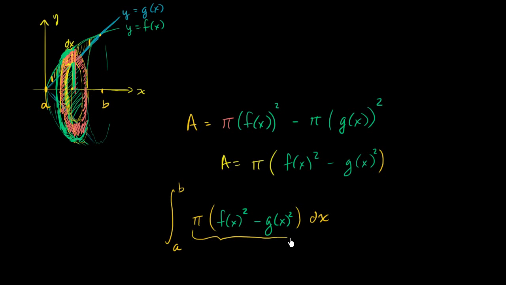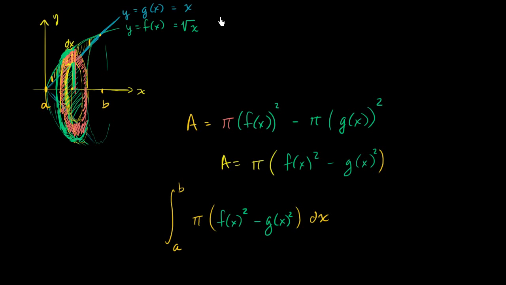This right over here is the volume of each washer. And then we're summing up all of the washers and taking the limit as we have an infinite number of them. So let's see if we apply this to the example in the last video, whether we get the exact same answer. Well, in the last video, y equals g of x was equal to x, and y equals f of x was equal to the square root of x. So let's evaluate that given what we just were able to derive.